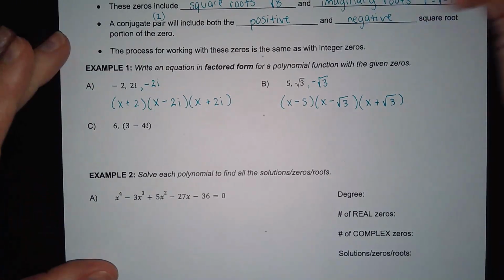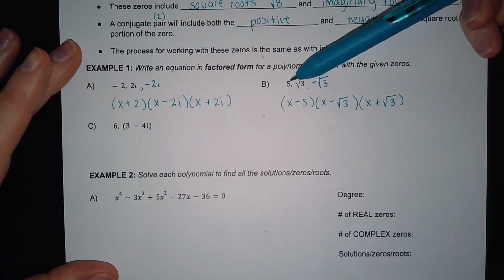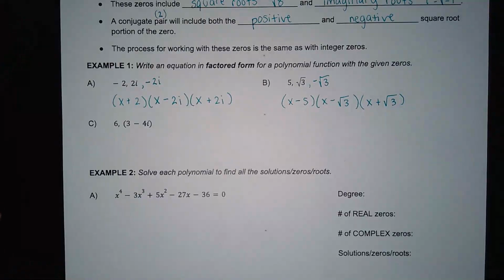Now, notice that this is only for imaginary numbers and square roots. I'm not adding in the opposite of 5, and I'm not adding in the opposite of -2. Those are just the same.